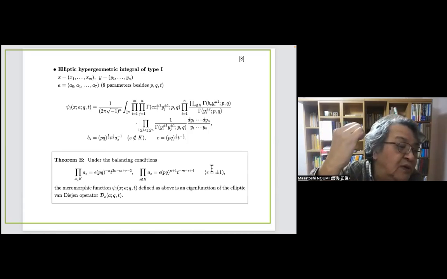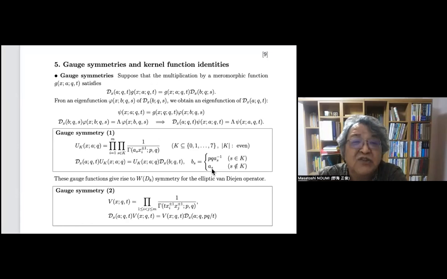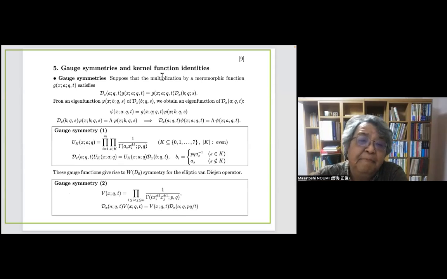Maybe I have used 45 minutes now. From now I would like to explain why these things provide eigenfunctions. There are two important points in this construction: one is the gauge symmetry of the elliptic van Diejen operator, and the other is the kernel function identity.